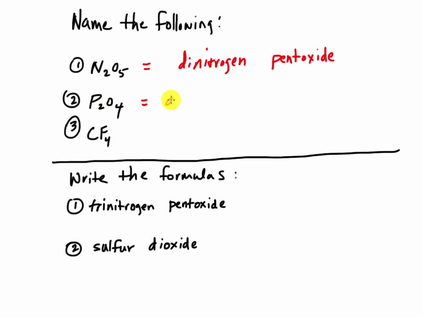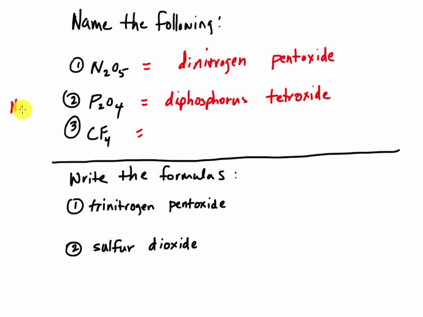So for the next one, I do diphosphorus, and then I would do tetra. Since I have tetraoxide, I would do tetroxide. And again, if you had tetraoxide, that might be okay. Again, it's debatable.